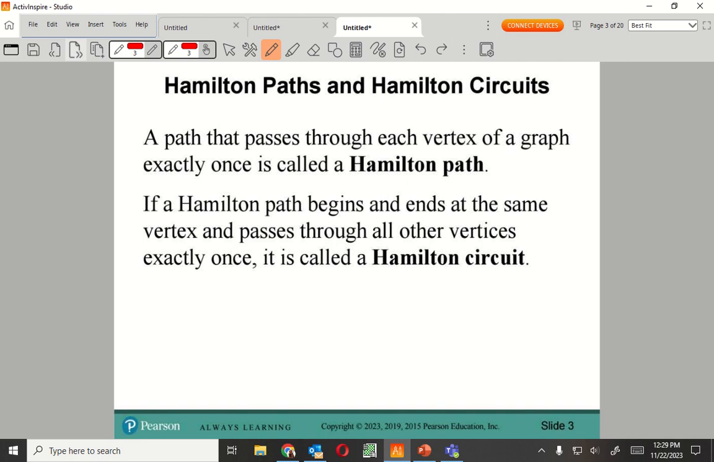With Euler, we had to cover all the roads or all the edges. Now, with Hamilton, we're covering all the locations. We don't have to take all the roads. So a path that passes through each vertex of a graph exactly once is called a Hamilton path. If a Hamilton path begins and ends at the same vertex and passes through all other vertices exactly once, it is called a circuit. So we have path and circuit. Remember, circuit always goes back to the beginning.